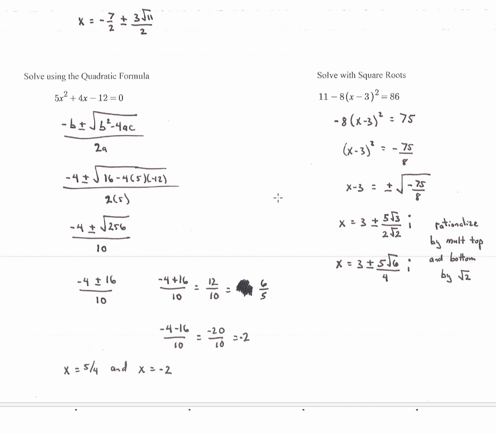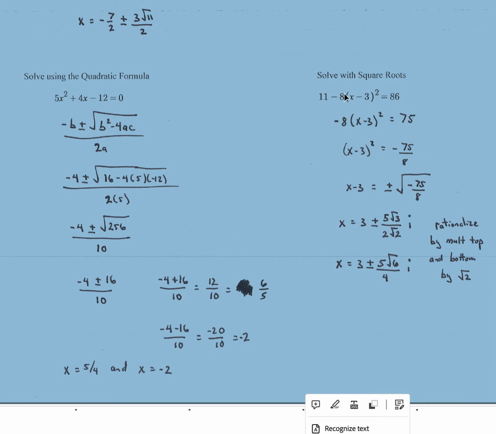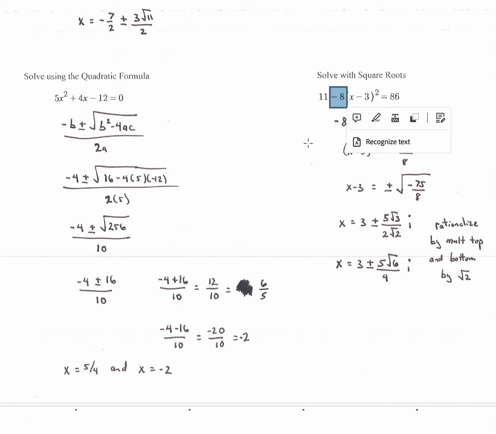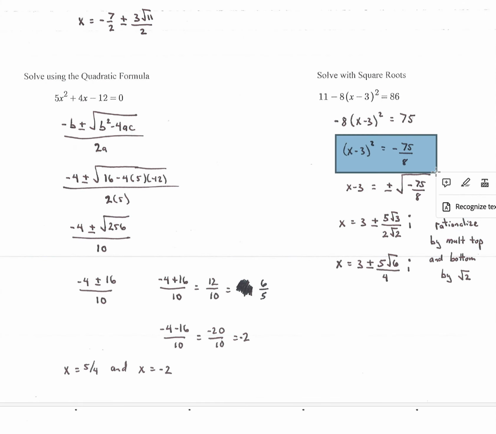Okay, let's look at solve by square roots again. Again, we're going to get rid of the 11 first. Then we're going to divide by -8. Just go in order. And then you get to this step right here, and you're like, oh, okay, time to take square roots. Now, this one's a little more challenging. Sorry, but this is just a little rough algebraically.